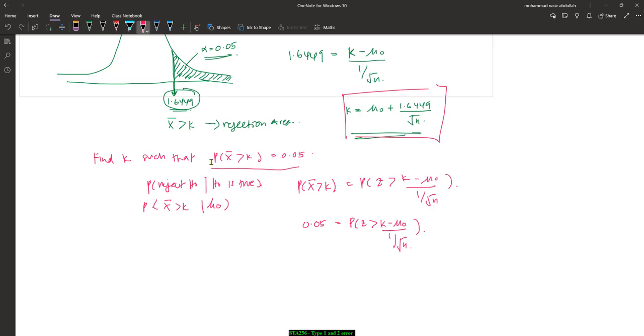right? So if you look into the statistical table, 1.6449 is equal to k minus mu naught divided by 1 over square root of n. Benda yang sama lah. So k should be equal to mu naught plus 1.6449 over square root of n.